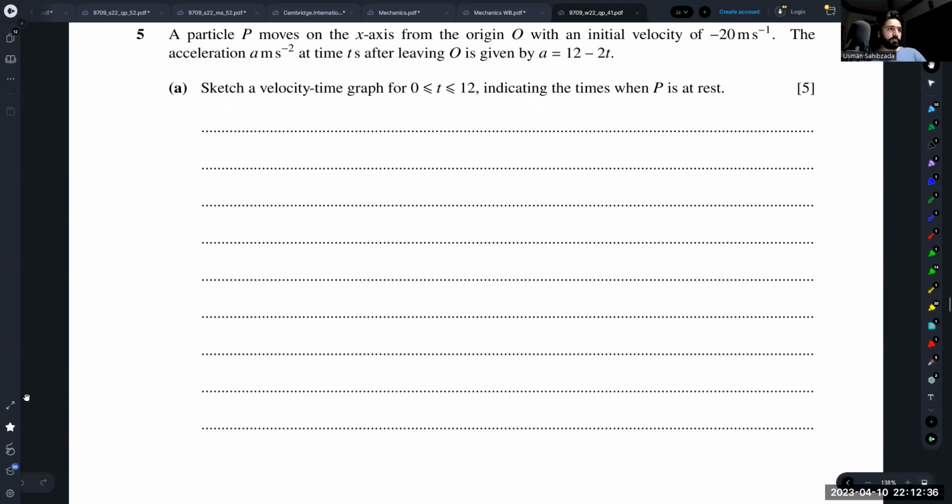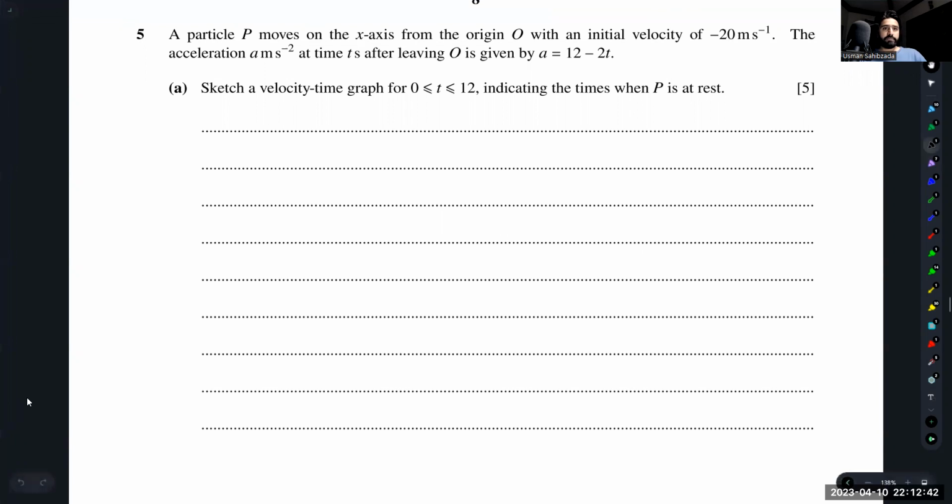A particle P moves on the x-axis from the origin O with an initial velocity of -20. That means that when time is 0, the velocity that we have is -20. Don't worry about the symbol V being used here, because we're talking about variable acceleration. So there is no concept of V or U here.